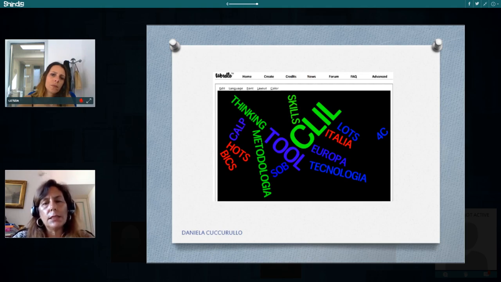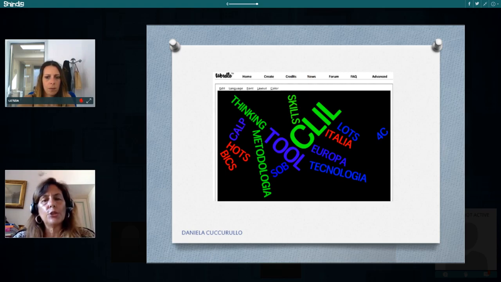How to create this very useful cloud of words? You have plenty of software. The one we chose was Wordle, where you can also decide the language you want to use, the font that you want to represent your ideas, the layout that words have to take on the screen, and the color to give a different impact on what you're teaching.